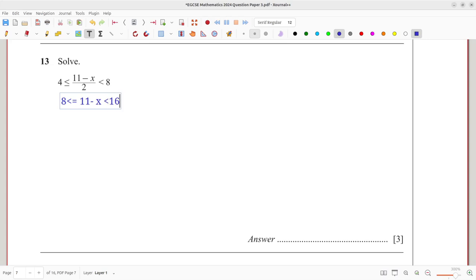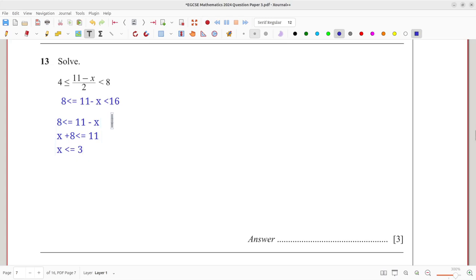Then from there, let's break this into 2 inequalities. The first inequality is going to be 8 less than or equal to 11 minus x. Solving for x from this one, let's take x to the other side. Then you have x plus 8 less than or equal to 11. Take 8 to the other side. Then x is less than or equal to 11 minus 8. That's giving us 3.